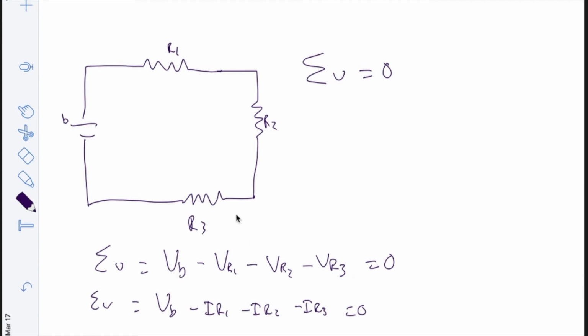And it could also be written that the voltage of the battery minus the current times the resistance of resistor 1 minus the current times the resistance of resistor 2 minus the current times the resistance of resistor 3 equals 0, and that can be more useful when calculating out all the values in a circuit.